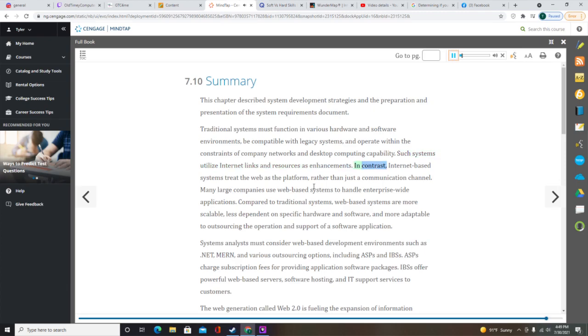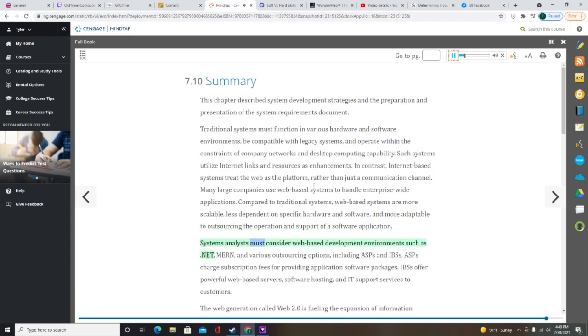In contrast, Internet-based systems treat the web as a platform, rather than just a communication channel. Many large companies use web-based systems to handle enterprise-wide applications. Compared to traditional systems, web-based systems are more scalable, less dependent on specific hardware and software, and more adaptable to outsourcing the operation and support of a software application.